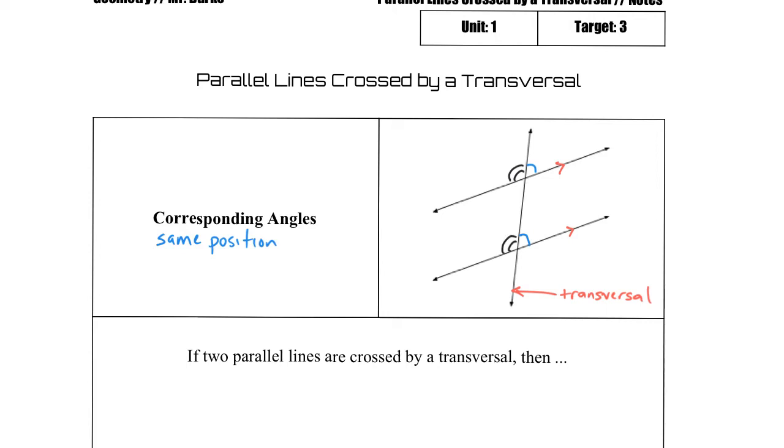So what do we know? We know that if 2 parallel lines are crossed by a transversal, then corresponding angles are congruent. Okay, now let's break down this sentence really quick before we go too much further. Note, this is a theorem, all right? And a theorem is something in geometry that's been proven. So notice that it starts with if 2 parallel lines are crossed by a transversal.